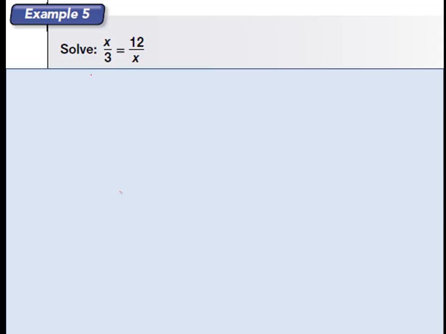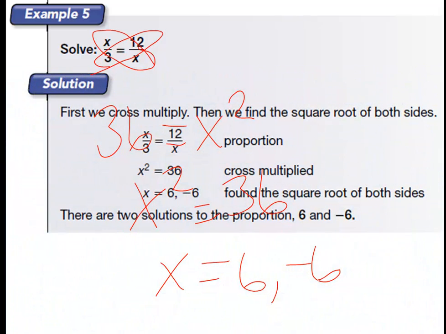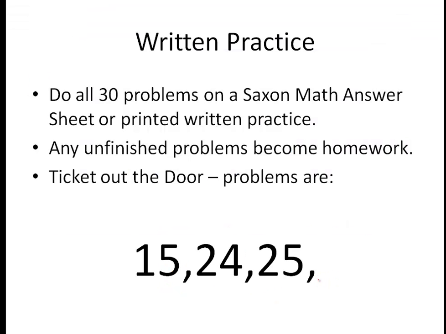Okay, so I'm going to cross multiply both directions. So that's going to be 36 equals x squared. All right, now if it helps, I can rewrite it as x squared equals 36. So x equals 6 and negative 6, because x squared can be broken down to x times x, and 36 is 6 times 6, or negative 6 times negative 6. Hopefully you're able to do that. That's your answer.